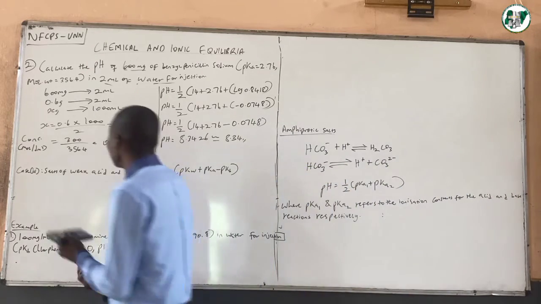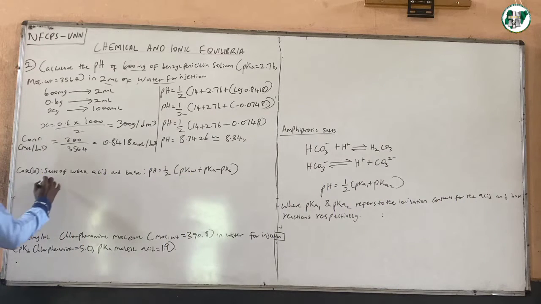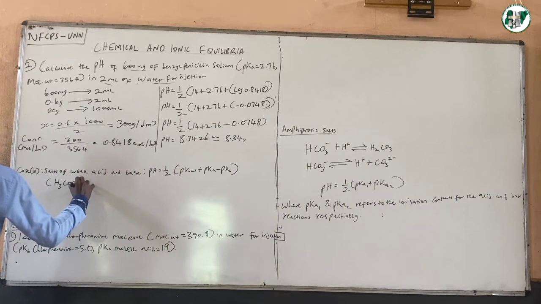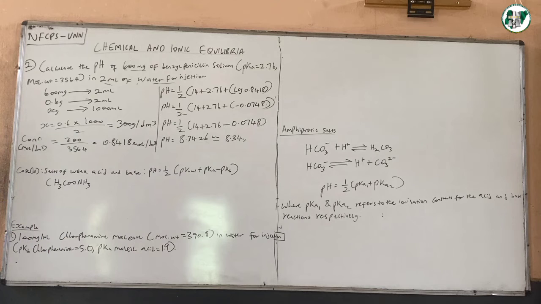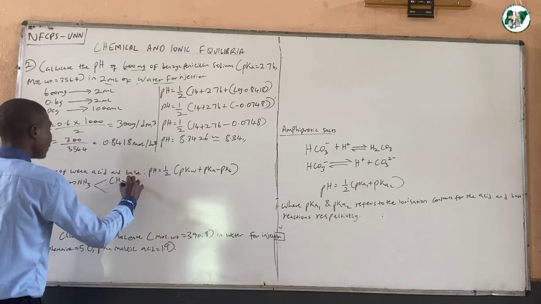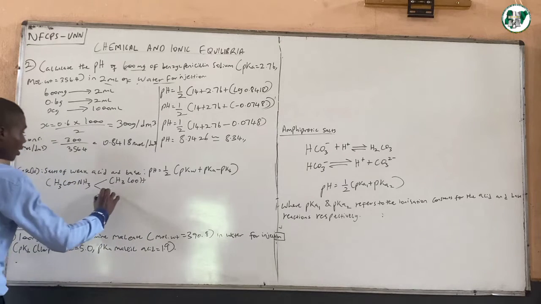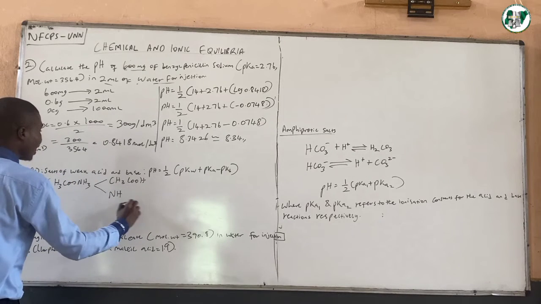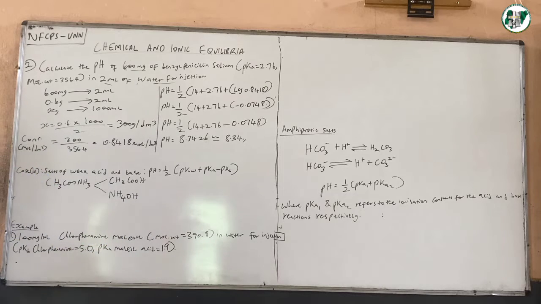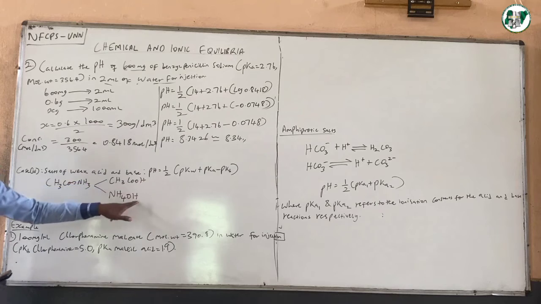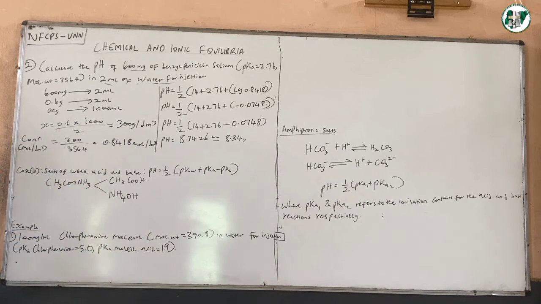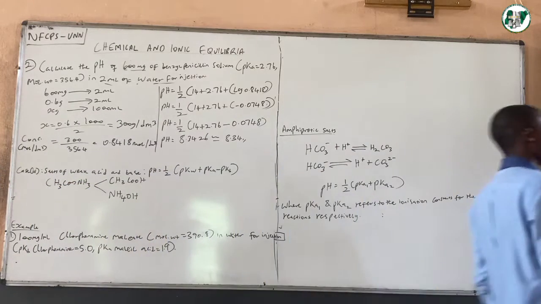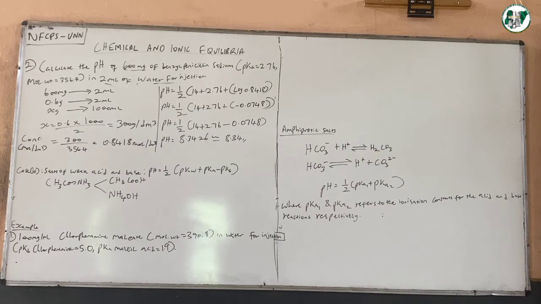For example, we have a salt of a weak acid and a weak base, which happens to be CH3COO-NH4. This happens to be ammonium ethanoate. Ammonium ethanoate is formed from ethanoic acid and NH4OH, which is our ammonium hydroxide. So this particular salt is formed from two weak ones, this is a weak acid and this is a weak base. So when it dissociates in water, let us do the dissociation equation so that you can follow through very clearly.